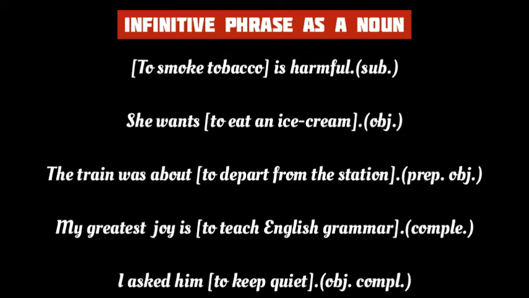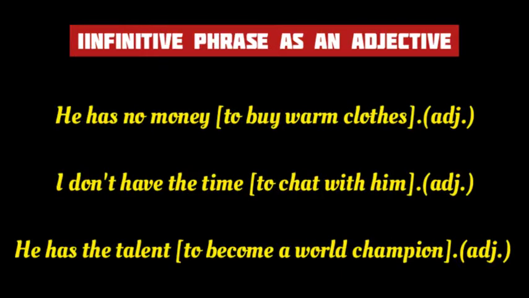In the last example, "to keep quiet" is the infinitive phrase which is completing the sense of the sentence by modifying the object "him." Hence, it's used as an objective complement in this sentence and doing the work of a noun. An infinitive phrase may also do the work of an adjective in a sentence. For example, in the sentence, "he has no money to buy warm clothes," the infinitive phrase "to buy warm clothes" is modifying the noun "money." So it's doing the work of an adjective in this sentence.